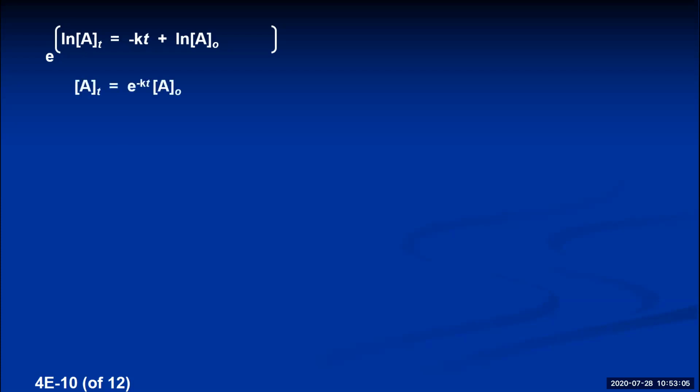So this expression can be rewritten like this. If I raise it to e as a base, and if I bring my A naught in front, if I just reverse the positions of the two factors on the right side of the equation, I have the concentration of A at time t equals the concentration of A initially multiplied by e to the negative kt. That should look familiar to you because we've seen that equation earlier in the semester. Remember where that's from? That is the radioactive decay equation.